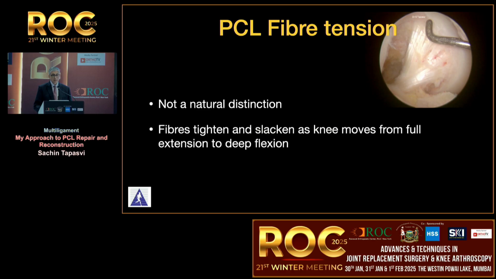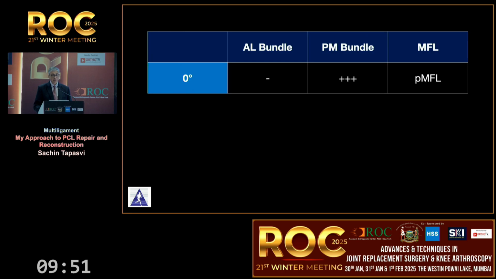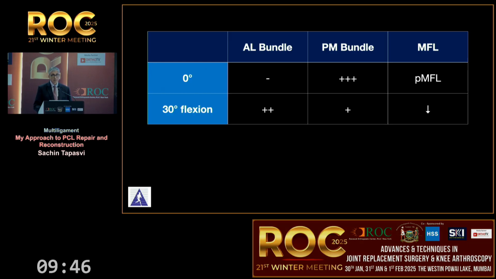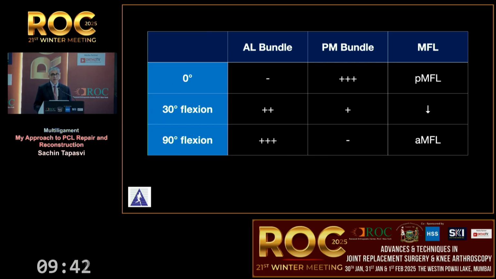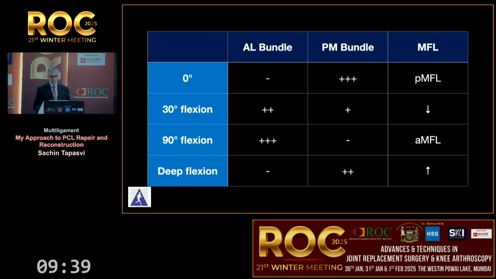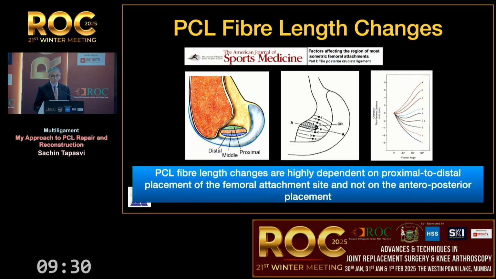The fiber tension in the PCL is not a natural distinction, so you don't see two distinct fiber bundles, but you have these fibers that tighten and slacken as the knee moves from full flexion to extension. If you look at the fiber orientation, you'll find that at full extension, the posterior middle fibers are more taut. As you start moving into flexion, the anterolateral fibers become very taut, and again in very deep flexion, you have the posterior middle fibers which are really taking up a lot of the tension. And of course, the meniscofemoral ligaments are contributory as well.